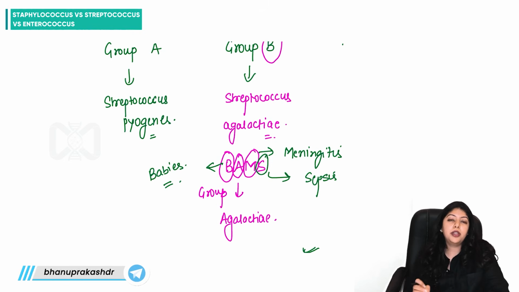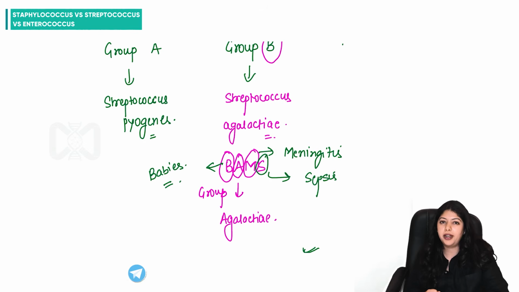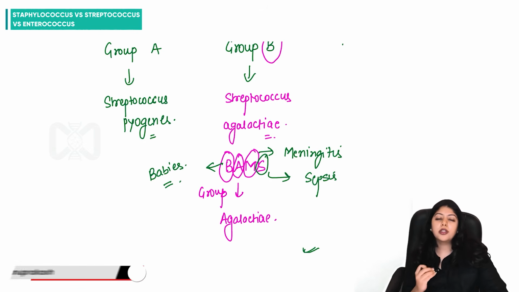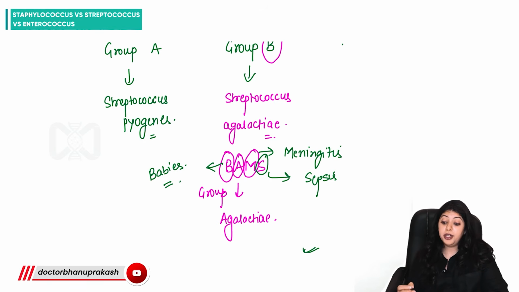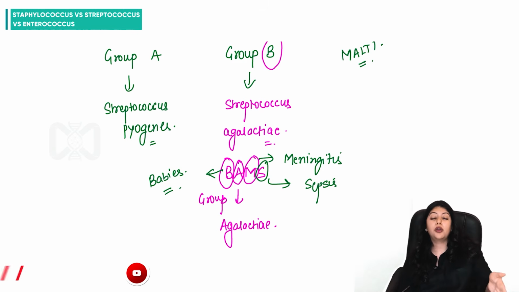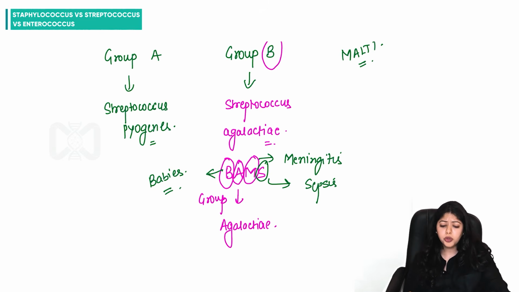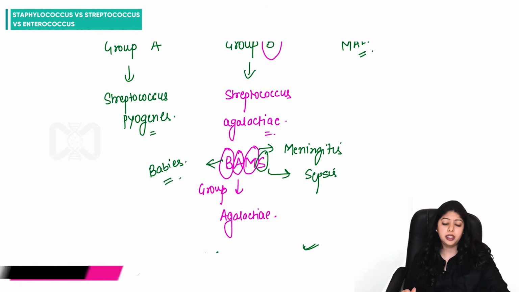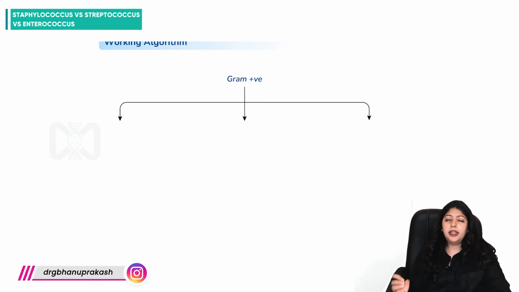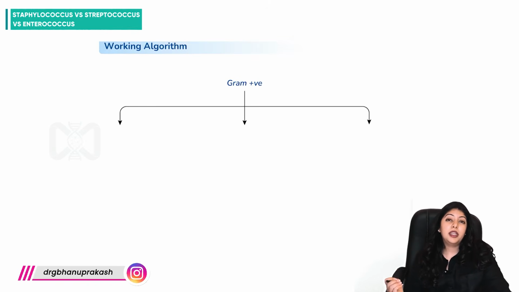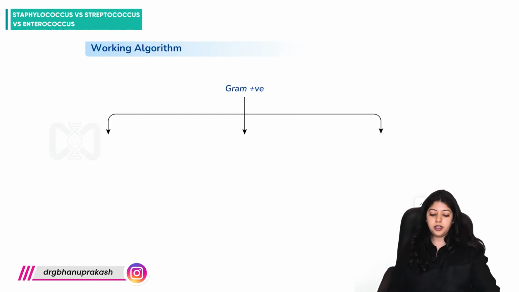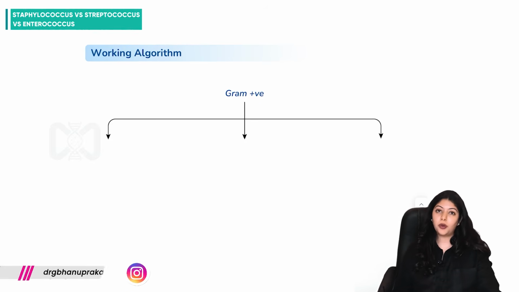These are grouped by Lancefield grouping based on C carbohydrate antigens. So this particular classification is not just done by Lancefield grouping. A multi-locus test is also now being used to serotype or to type these different types of streptococci. So it is very important to group these organisms. And then we have group D, group E, F, etc. So let us now discuss the working algorithm.